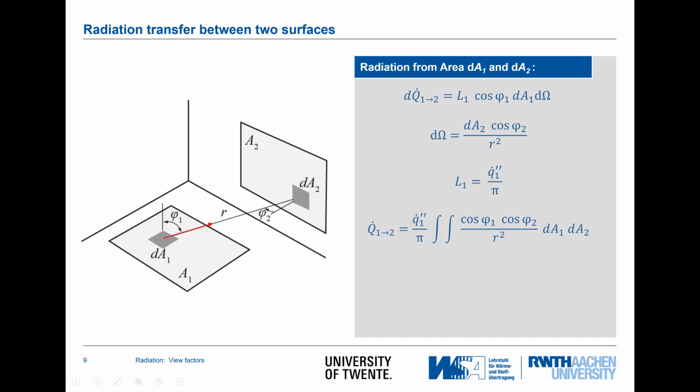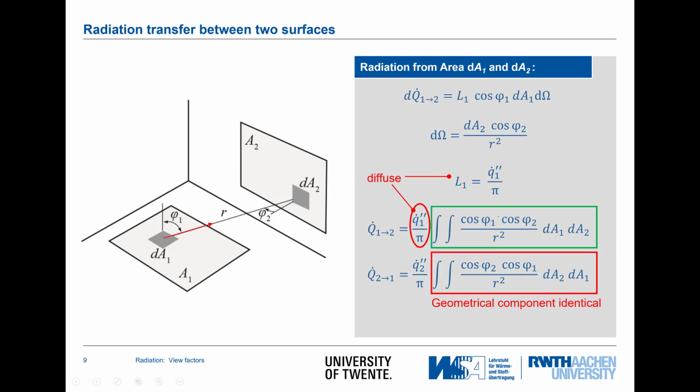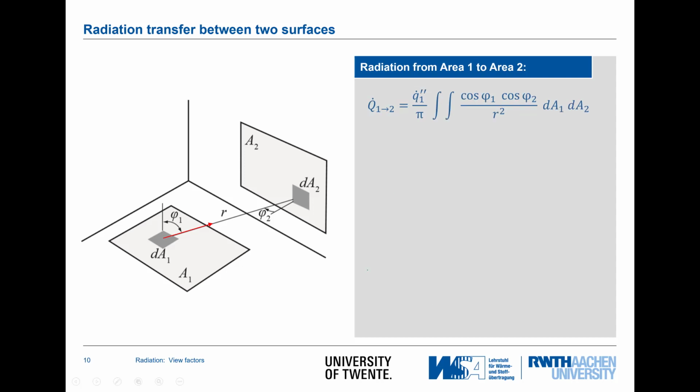Now we can put that together. Putting L1 in here, we can put it in front of the integral because we still assume that it's diffuse. We have the two cosines from the projection of dA1 and dA2 and r squared. And as I said, because of diffuse that's in front of the integral. And we can formulate the same for the radiation that goes from 2 to 1. Then we have q dot 2 primes over pi. But the expressions behind these two integral expressions are identical. So the geometrical components here are identical. And we shall see that we can make use of that later on.